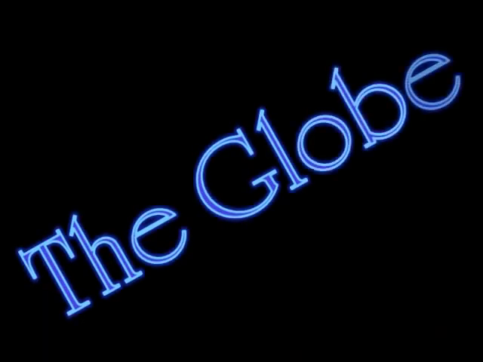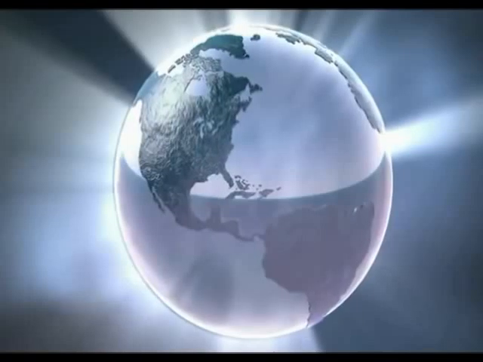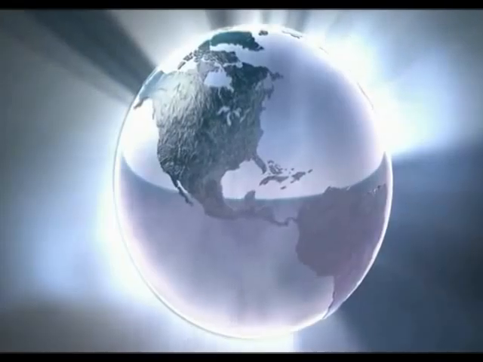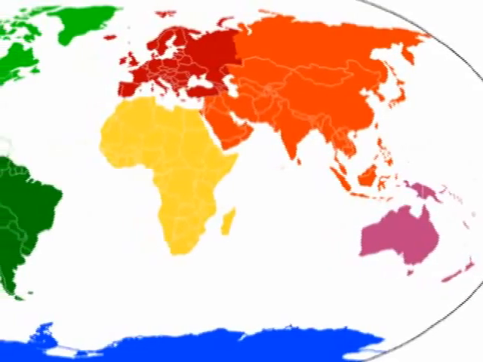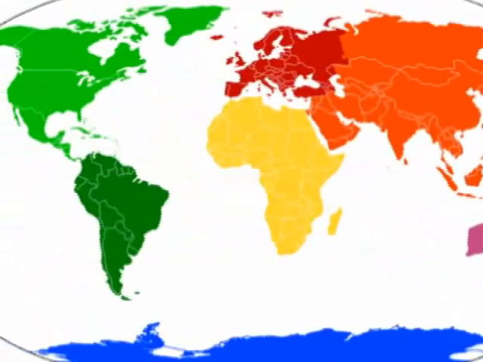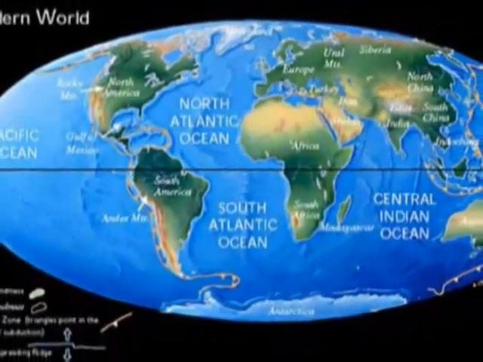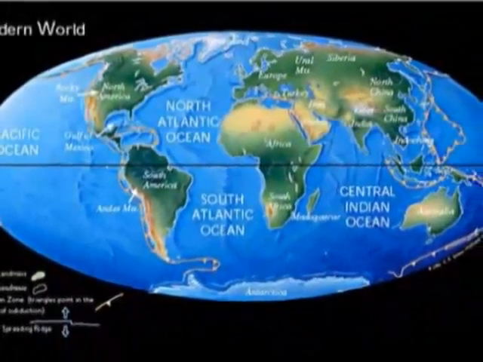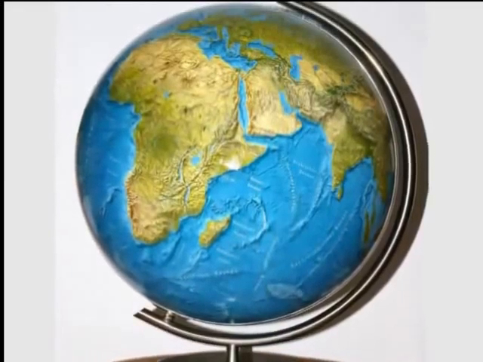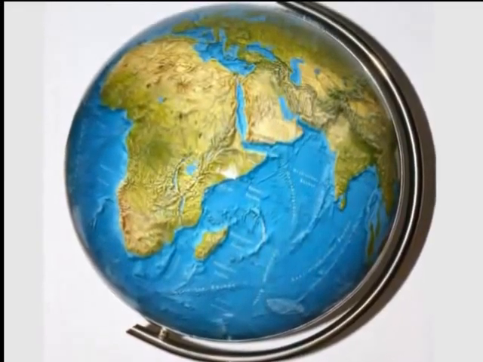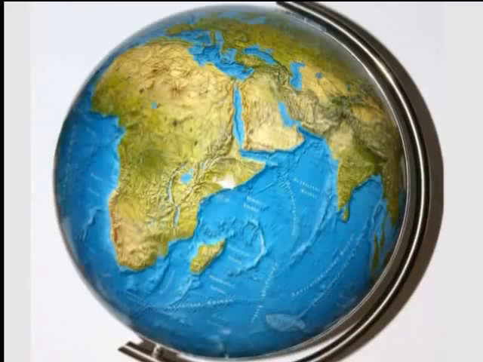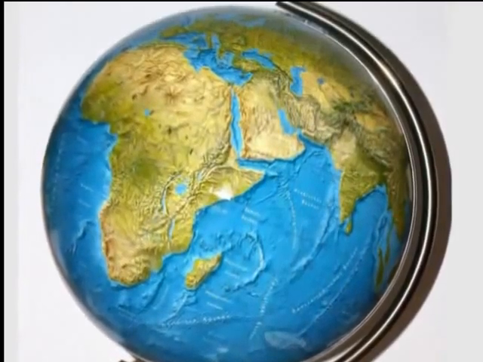The globe. The globe is a small model of the earth. It shows us the shape and location of the continents, oceans and seas on a smaller scale. It also shows the shape and location of countries and the location of important cities.